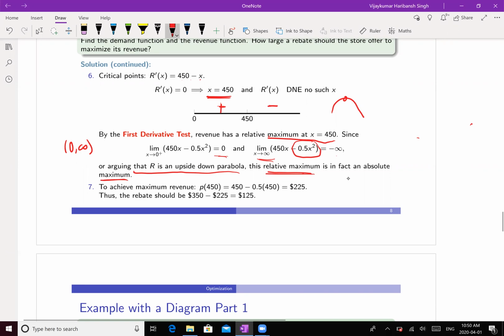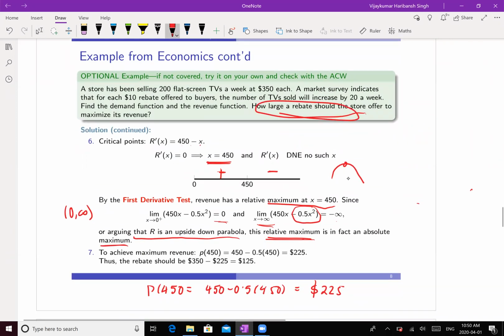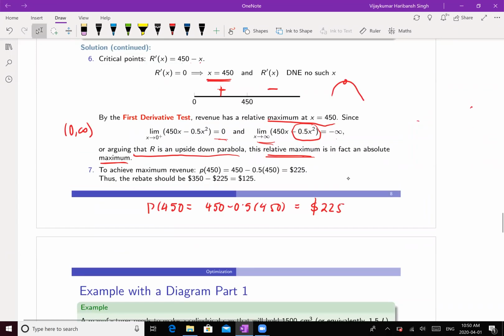Therefore, to achieve maximum revenue, what should your price be? Your price is P of 450, which is 450 minus 0.5 times 450, which is $225. But hold on, if you go back to the problem, it's asking how large the rebate should be. So what is the rebate going to be? How much did you discount from 350? We have this minus this, which is going to be $125. So this is the maximum rebate.